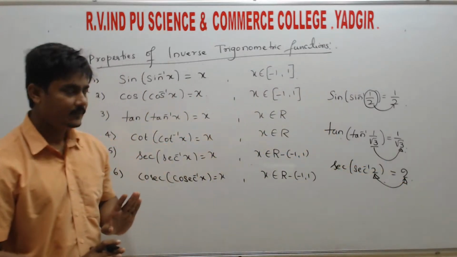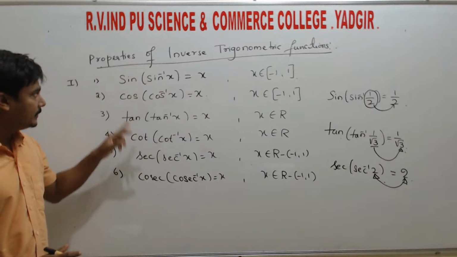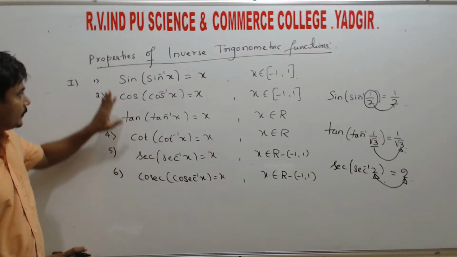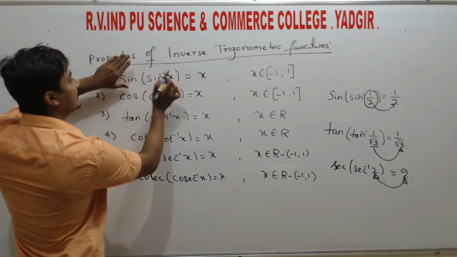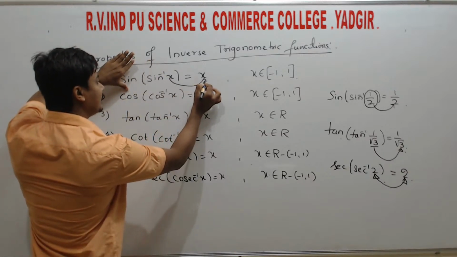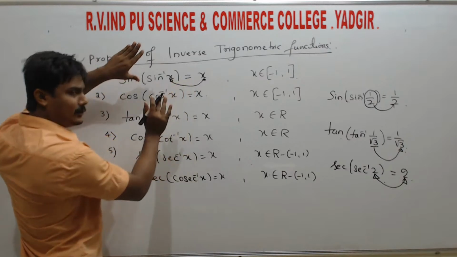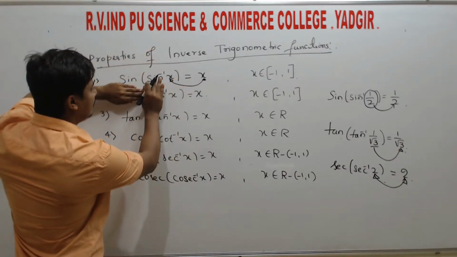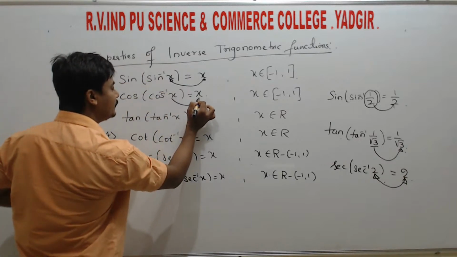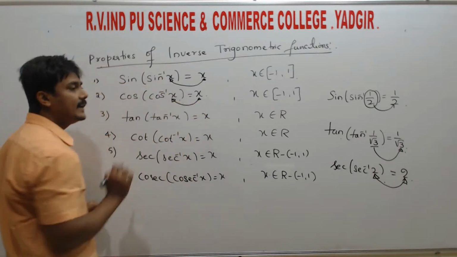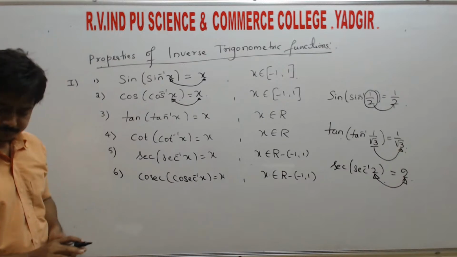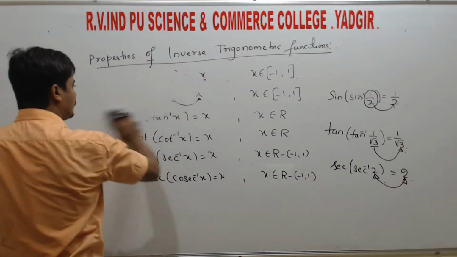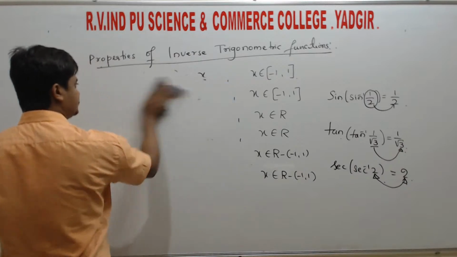Okay. Whether these 6 properties are clear to you? So sine and sine inverse cancel out, we get the value as x. In fact, they don't cancel out. This is how we remember. Okay, cos and cos inverse will cancel out. We get what value? We get x as the value. Okay. So this is the first property.